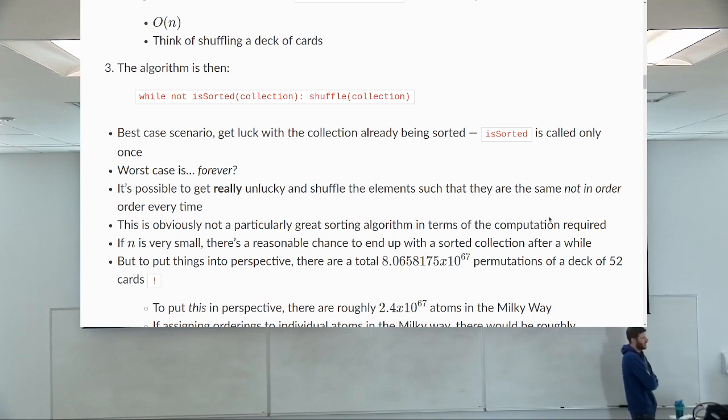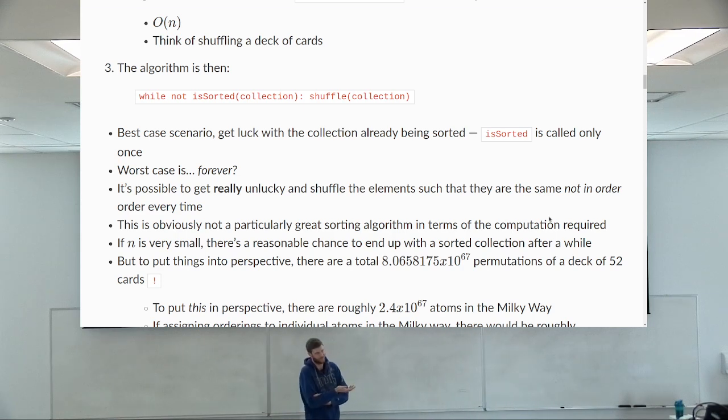It's possible to get really unlucky and shuffle the elements such that they're the same, not in order. That's possible. Unlikely, but it's possible. But you've got to figure, every time I shuffle those cards, depending on how good my shuffle is, they're independent things.